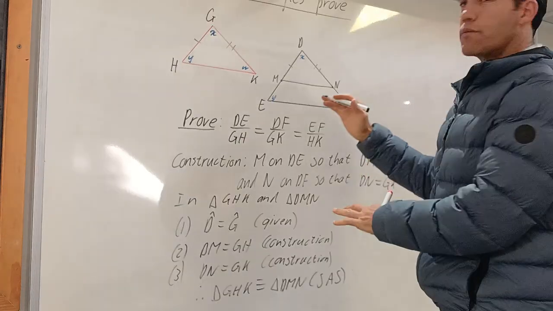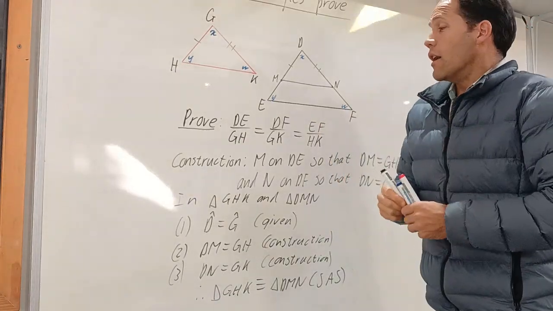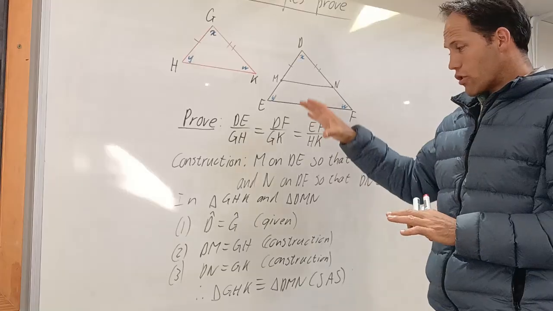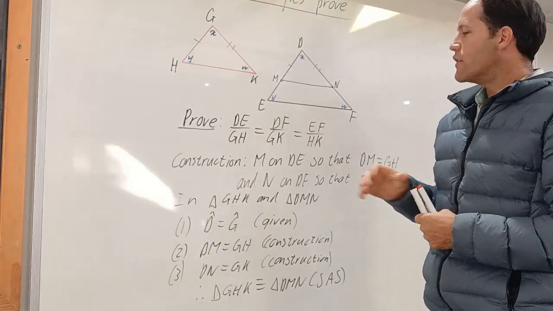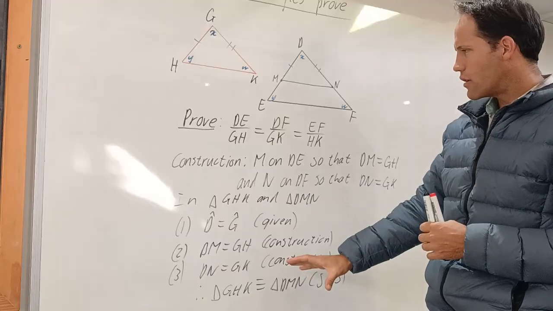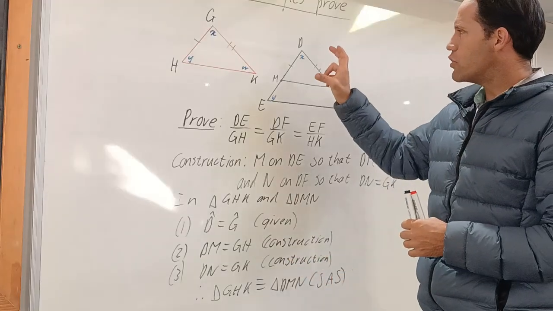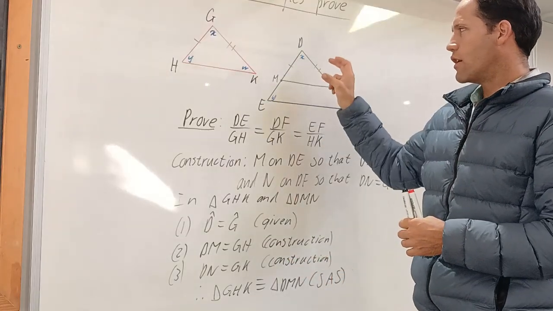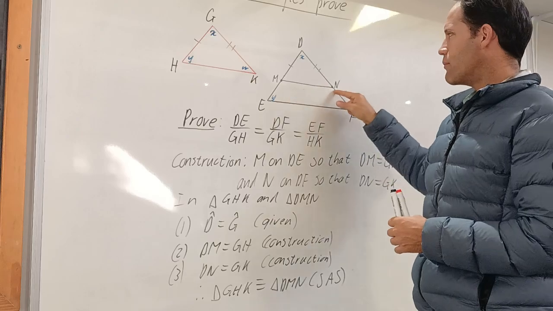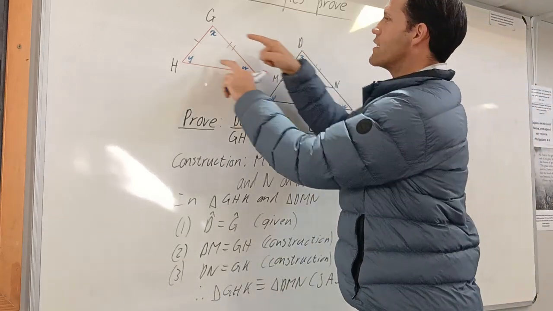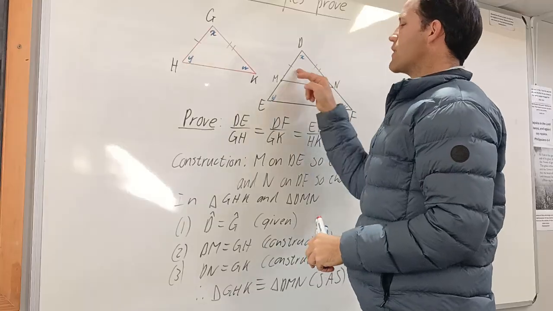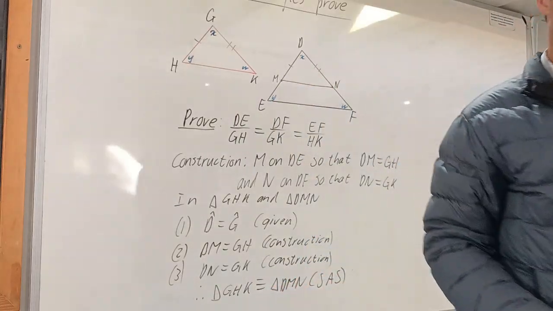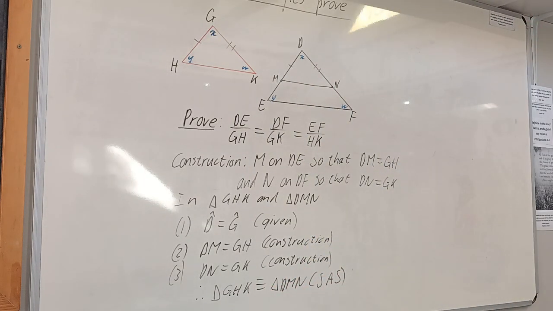So that's the first part of the proof. That's the most important part, because if you get this part right, the rest just kind of follows on that. So let's just recap this part. We want to prove that the sides are in proportion. We first draw line MN so that this side is equal to this side, that side is equal to that side, and then we prove that these two triangles are congruent. So that's the first part of the proof.